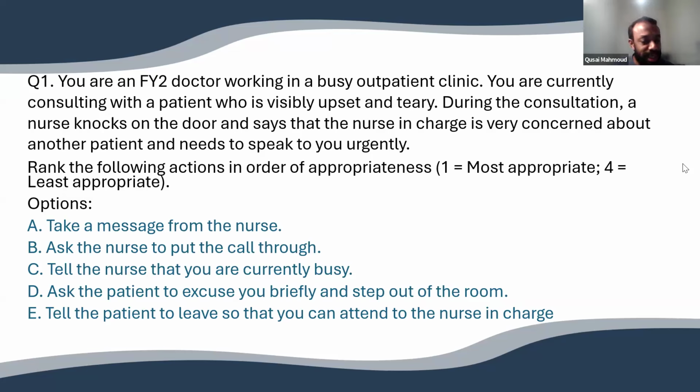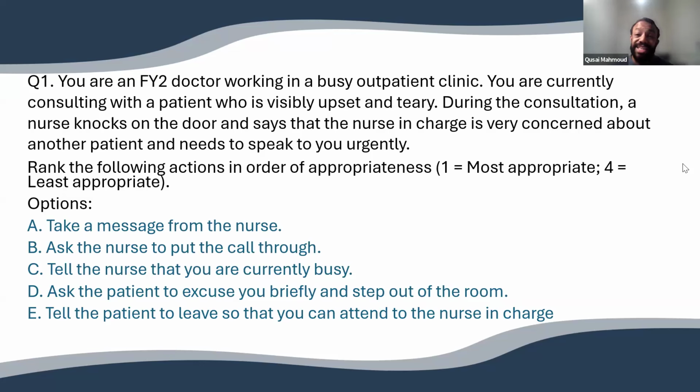Definitely lower. D, ask the patient to excuse you briefly. Which patient? The patient in front of you who's distressed and teary. And step out of the room. Is that going to address patient safety? Immediate patient safety? Yes. So A, B, D, Alpha, Bravo, Delta, they are upper. Echo, tell the patient to leave so you can attend the nursing chart. Is that going to address patient safety? Immediate patient safety? The answer is definitely yes. So A, B, D, and Echo, they are addressing the immediate patient safety.